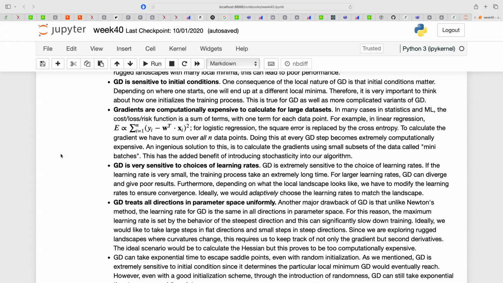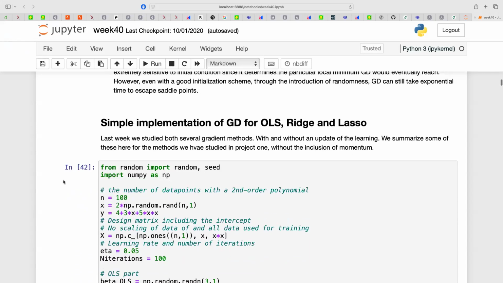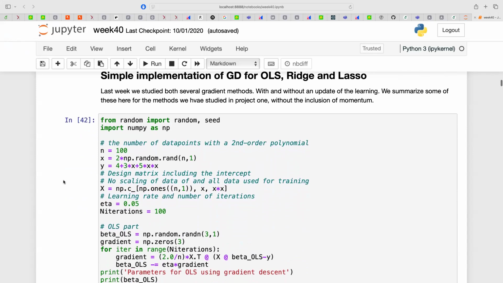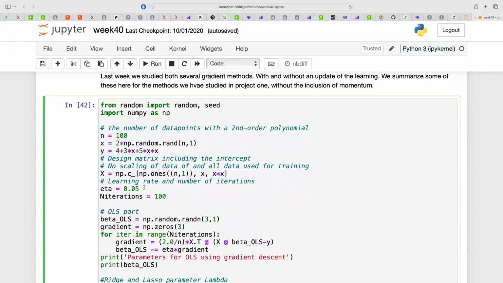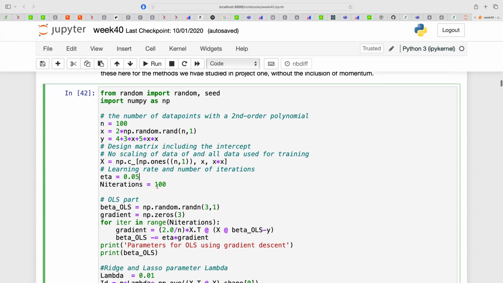So if we now scroll down a little bit and look at some of the simple examples which we studied last week. We have a data set with X and Y, a pretty simple second order polynomial. We would fix a learning rate. This is actually one of the brute force ways of doing that. The typical approach is that you would set up a whole range of such learning rates and then simply try around and find the one which gives you, for instance, the best mean squared error when you're training your models. Then we set the number of iterations to 100.